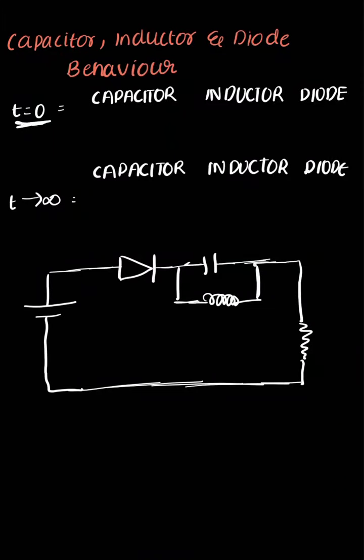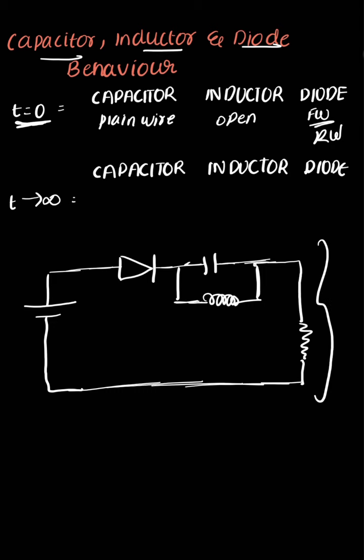Okay, so something we might forget is how a capacitor, inductor and a diode behave at t equals 0 and t tends to infinity. At t equals 0, a capacitor behaves like a plain wire and an inductor behaves like an open circuit. For a diode, it just depends on if it's forward biased or reverse biased. We will discuss this with an example in a minute.